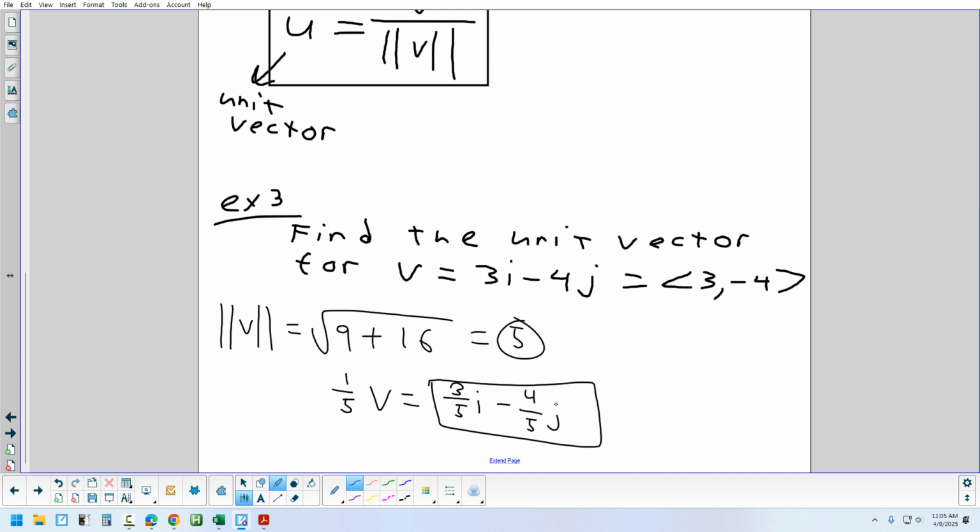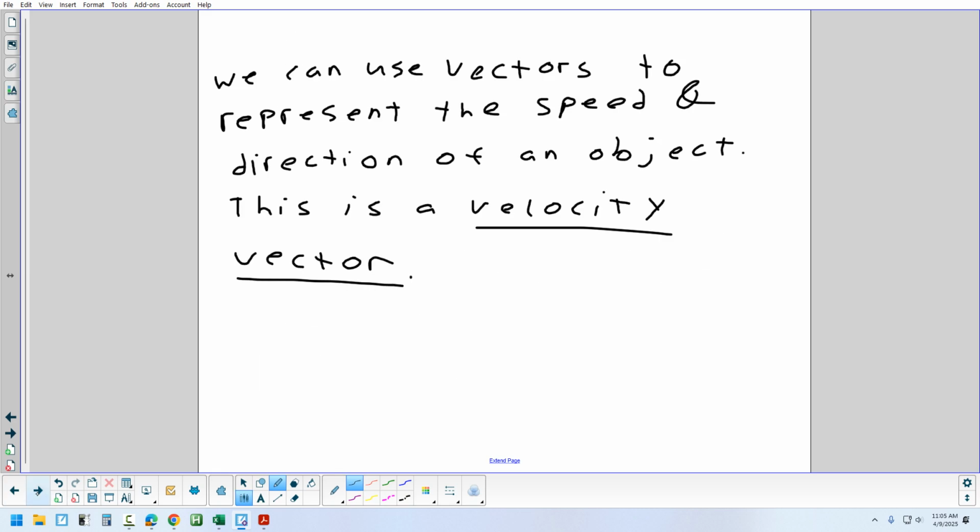Yes? Where do you get the 3/5 and 4/5 from? Sorry. So that's when you distribute out 1/5 to each component in vector v. The 3 and the -4. Okay, that was the first thing.